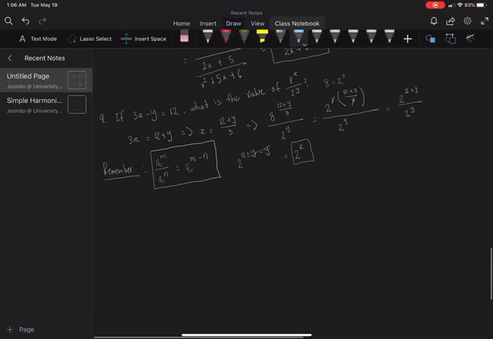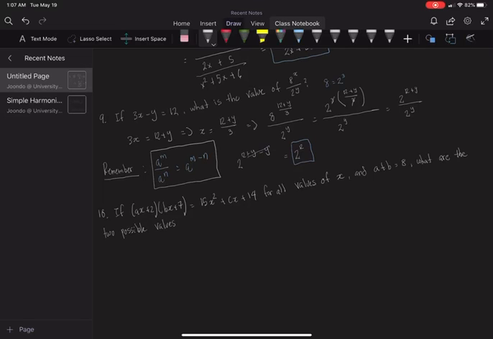Okay, not this one. Number 10. If (ax plus 2)(bx plus 7) is equal to 15x squared plus cx plus 14 for all values of x, and a plus b is equal to 8, what are the two possible values for c?